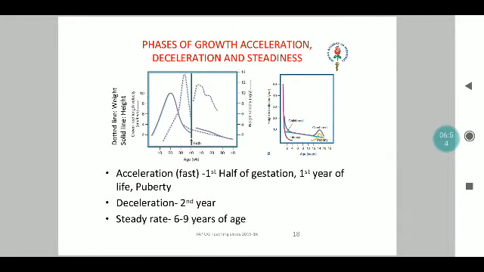Acceleration is nothing but an increased growth rate, which is seen in the first half of gestation, in the first year of life, as well as in puberty. Decelerations are seen in the second year of life, to try and compensate and slow down, whereas a steady rate of growth is seen between 6 to 9 years of age, as seen in this chart.